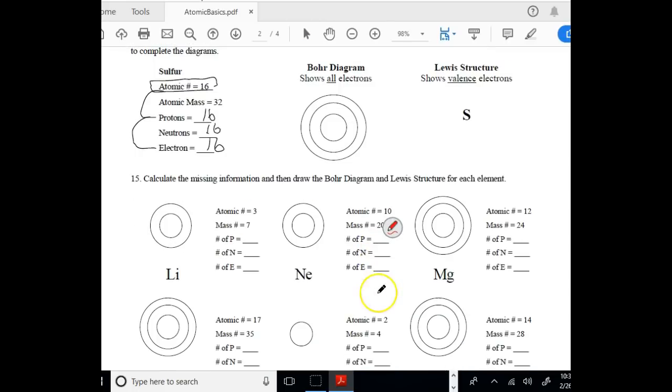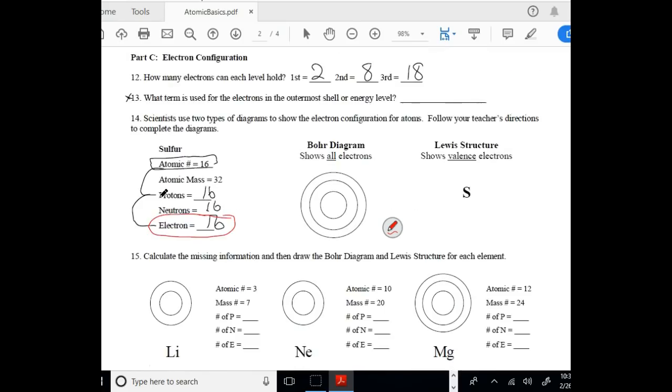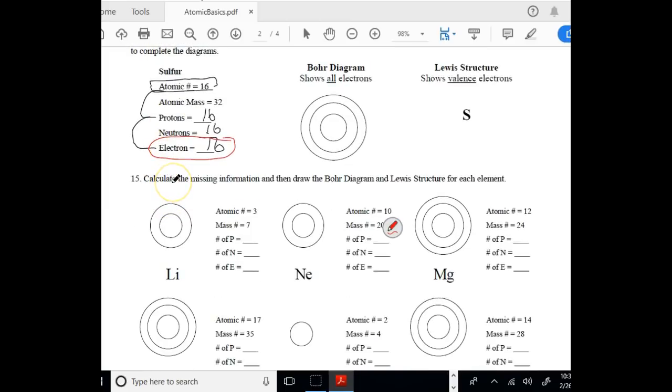The second part is to draw all electrons. So we're not drawing protons or neutrons. We're only drawing our electrons. So I'm going to circle my electron number because that's the one I want. According to what I just told you, you must follow your 2, 8, and 18 orbital alignment. So of this 16, how many can hold in the first shell? Only 2. That shell is now full.